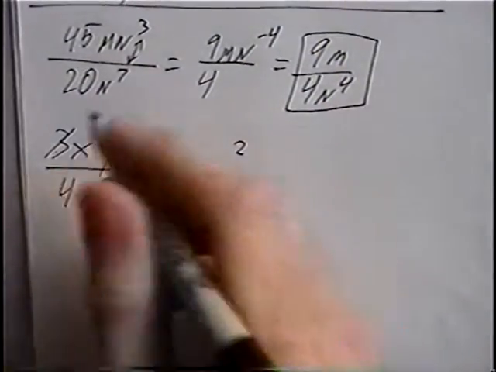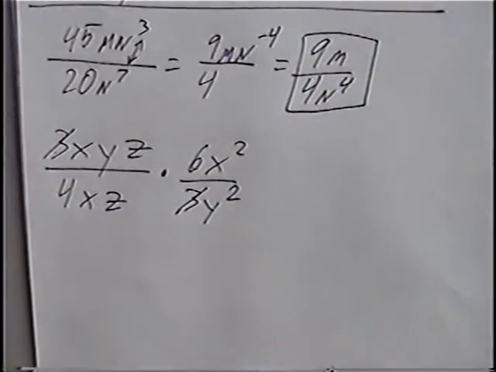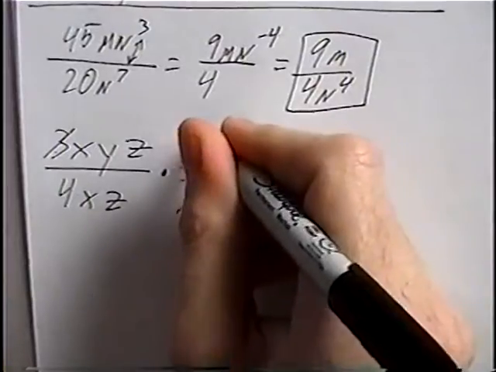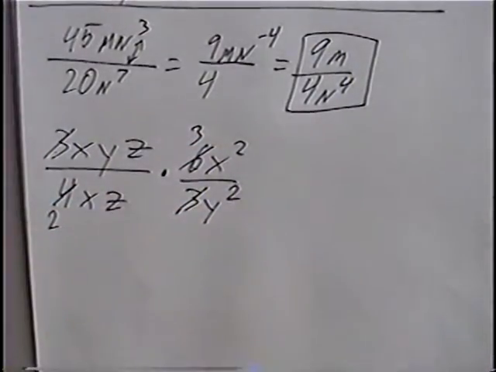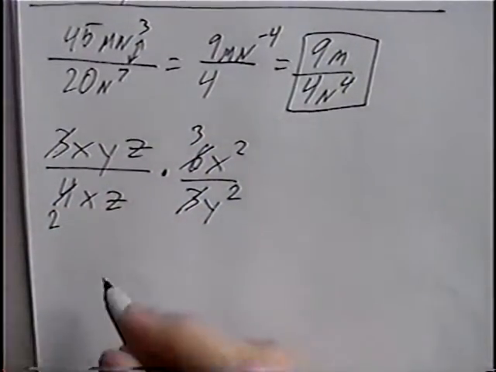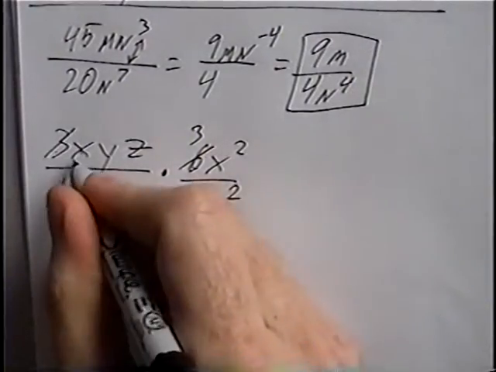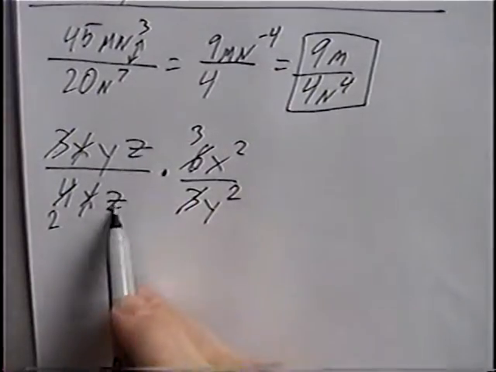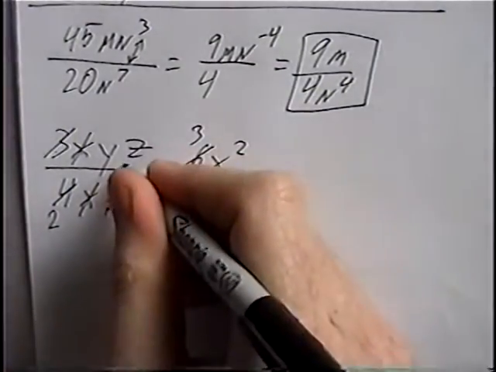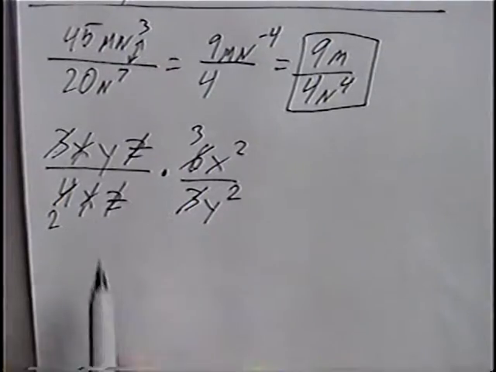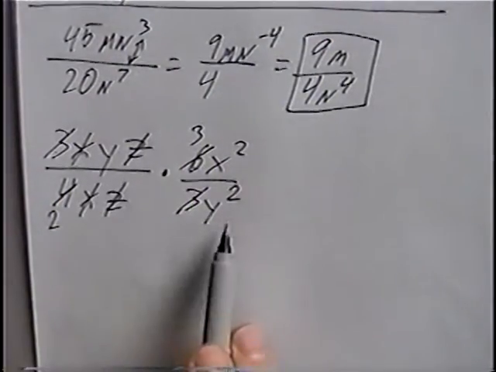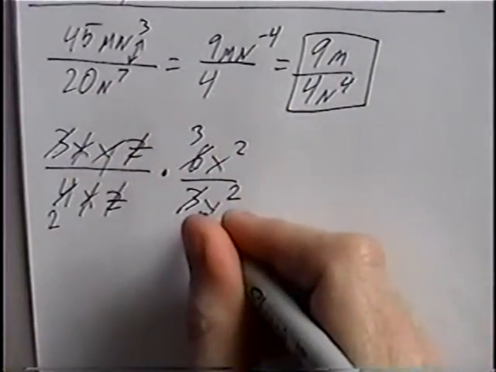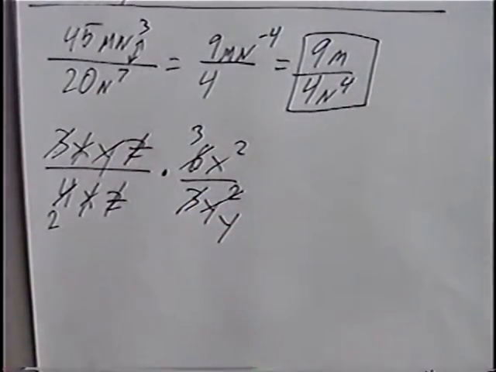For example, you can cross cancel the 3's. The 6 and the 4, you can reduce each of those by 2. 6 divided by 2 and 4 divided by 2. The x's you can also cancel out. x divided by x and x divided by x. The z's also cancel. You have a single y on this numerator. You have y squared on the denominator. So if you divide out a y, take one y out, you're left with y.